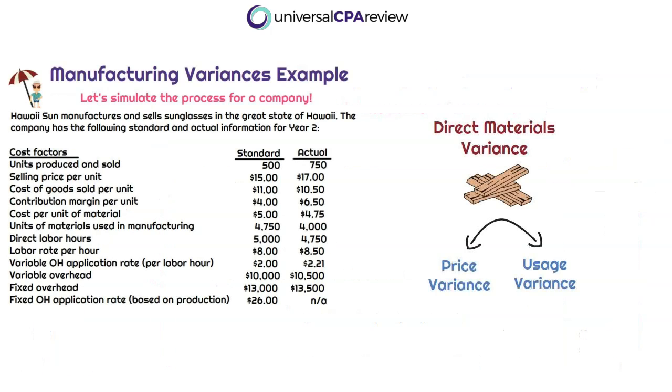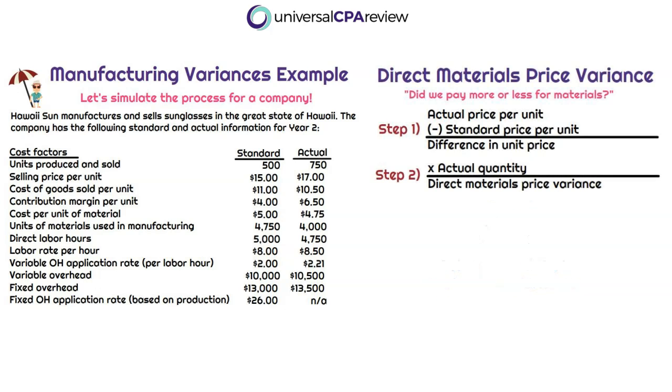The first type of variances that we're going to focus on relates to direct materials. So there are two main types. That's the direct materials price variance, also known as the direct materials spending variance. And then we're also going to focus on the direct materials usage variance. Now, obviously, the price variance focuses on the price. The usage variance focuses on the actual usage or efficiency of materials. So let's start with the direct materials price variance.